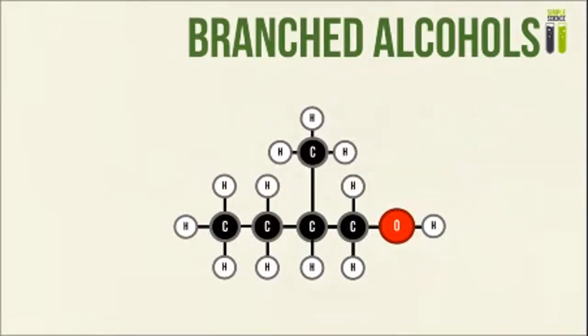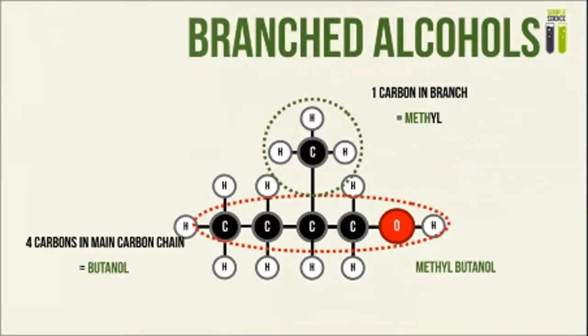In this case, this is a branched alcohol with a methyl branch, which has 1 carbon in its branch. When we look at the way it's named, like in the previous types of molecules, we have 1 carbon in the branch and a main carbon chain of 4 carbons. So the main carbon chain has the suffix name butanol and the prefix is the name of the branch. That is the methyl branch attached to a butanol molecule. So this whole branched alcohol will be named methyl butanol.